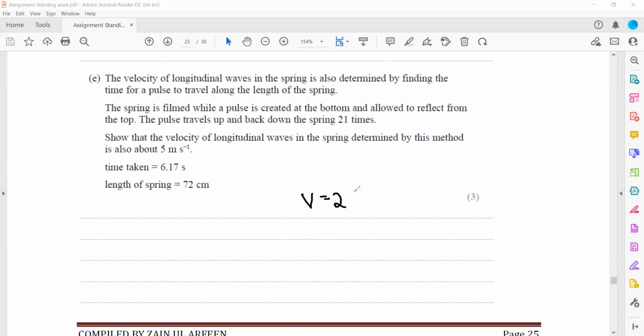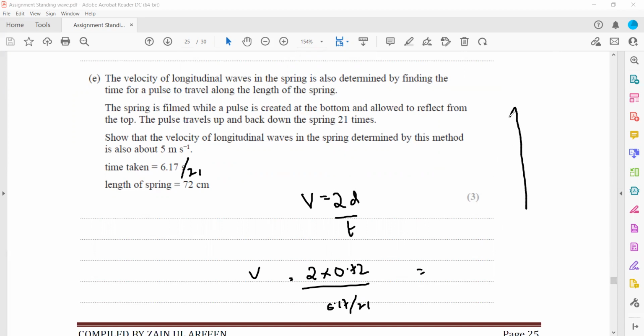So v is equal to 2d divided by t. So 2 multiplied by distance, which is 0.72, and divided by time. But that is the time for 21 reflections, going and coming back, 1, 2, 3. So this time we will divide by 21. So this will be 6.17 divided by 21. And why is it 2d, why not only d? Because the wave is sent and then it bounces back. That's why it is not only distance, it is multiplied by 2. So this will also give about 4.9 meter per second.